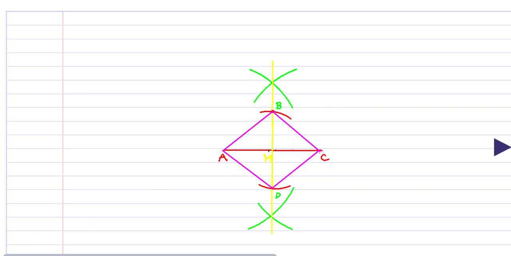So let us just highlight the key points. AC is 5 centimeters. You could write 2.5 and 2.5 centimeters, and here one could write 2 centimeters and 2 centimeters, and the angle inscribed is 90 degrees. ABCD is my required rhombus.